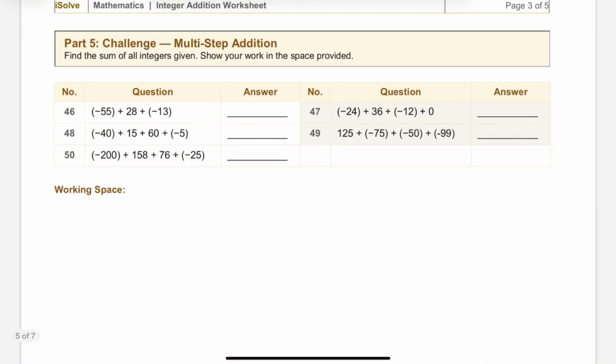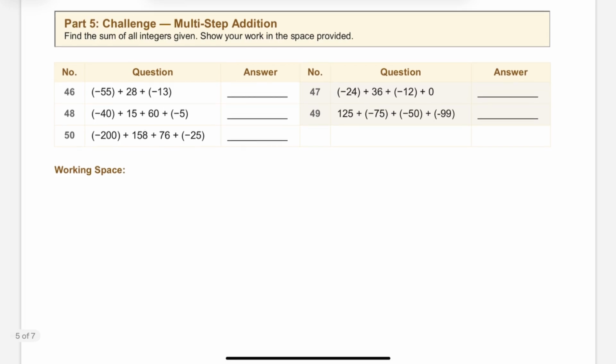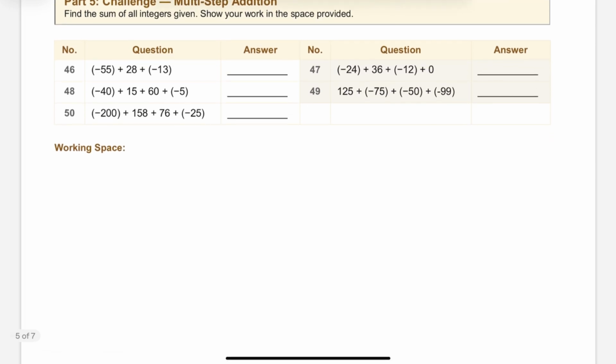Okay, let's move on to part 5, challenge multi-step addition. Find the sum of all integers given, show your work in space provided. Number 46, we have negative 55 plus 28 plus negative 13. So let me write it here.